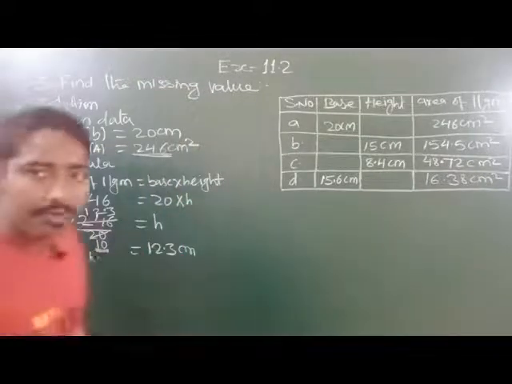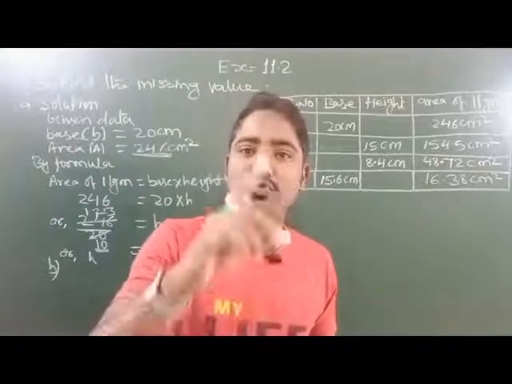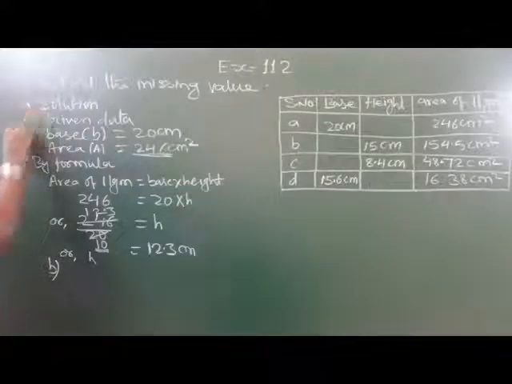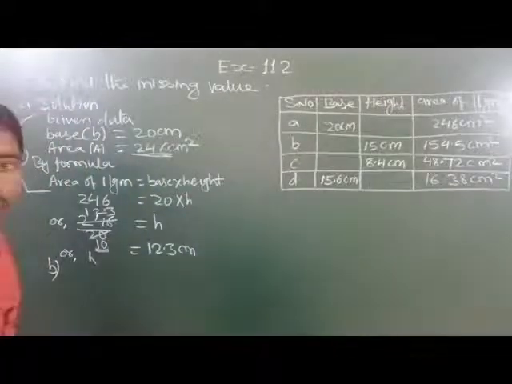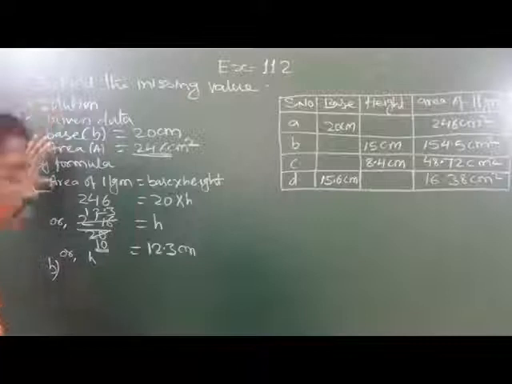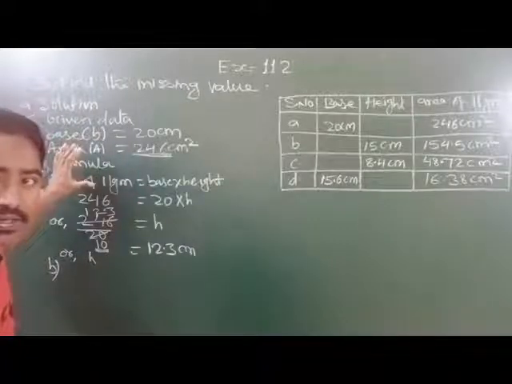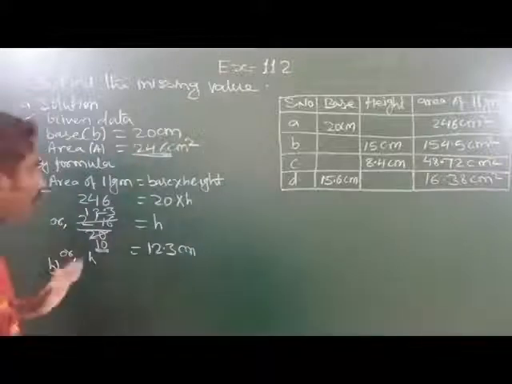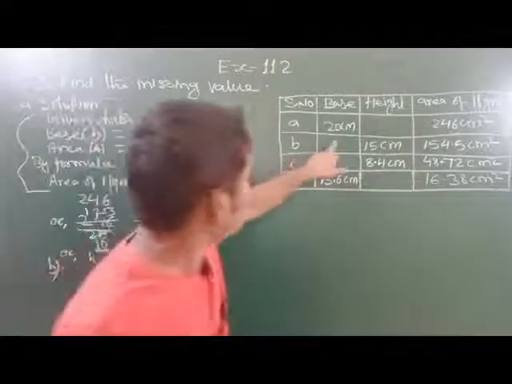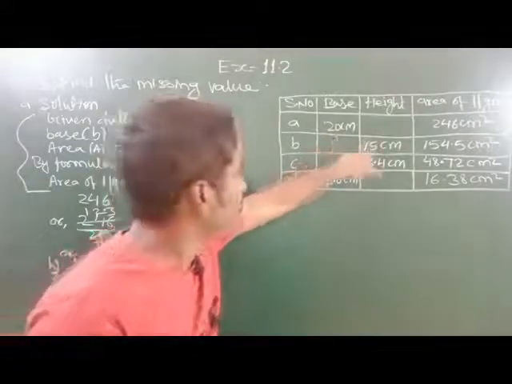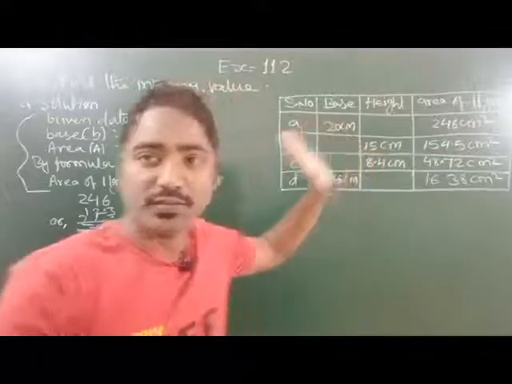For segments B, C, D, I am going to solve directly. These things you have to write on your own. Okay, from here to here it is common for all questions, so I hope you will write it. I am solving directly from here. See here, in segment B, what is missing? Base is missing, height is given and area is given.